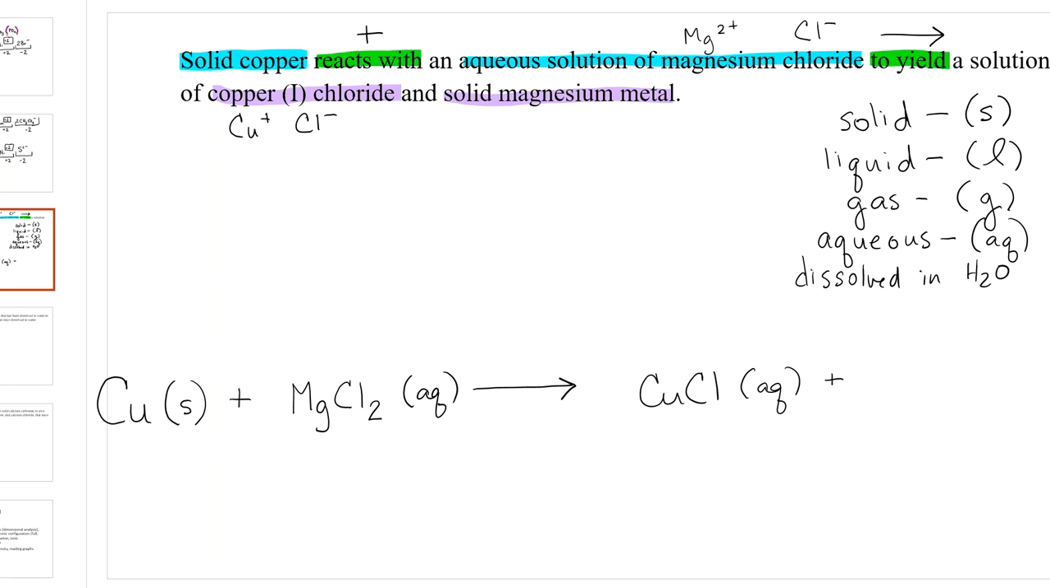And our next product is solid magnesium metal. What is the chemical formula for solid magnesium? Just Mg. No charge. I'm not talking about ionic magnesium. I'm just talking about solid magnesium. So this is the skeletal equation. Cu as a solid reacts with MgCl2 in an aqueous solution to yield aqueous CuCl and solid Mg.